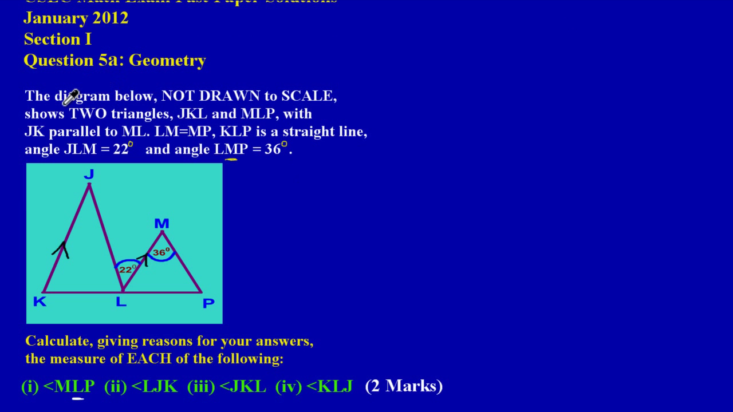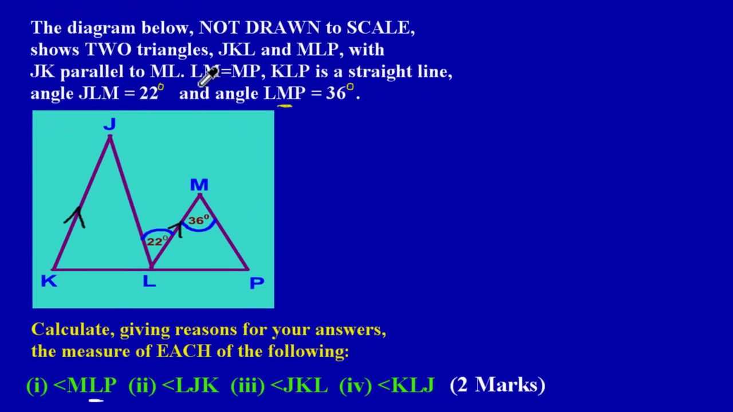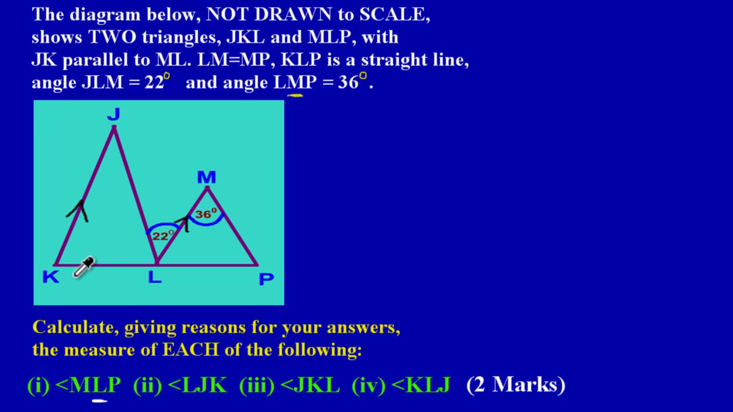Now my friends, as the question states, the diagram below, not drawn to scale, shows two triangles: JKL, the larger triangle, and MLP, the smaller triangle, with JK parallel to ML. That's quite evident because on the line segment JK we have an arrowhead, and on the line segment ML we also have another arrowhead running in the same direction to show that these two lines are parallel. So when you see arrowheads on lines running in the same direction, that's an indication that those two lines are parallel.